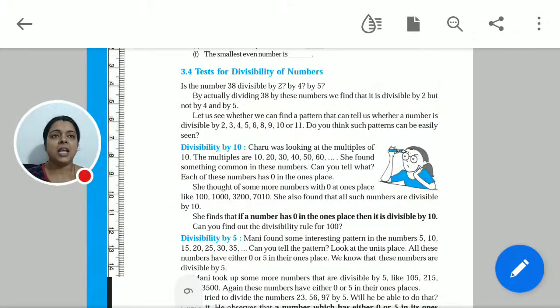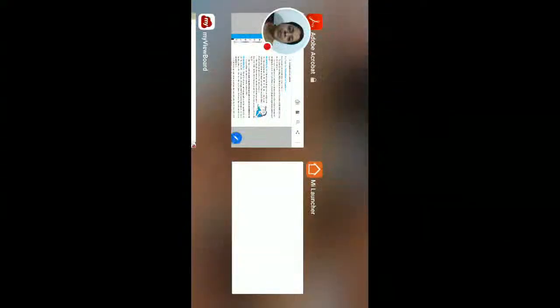We are going for divisibility by 10, so if you go for the table of 10, what do you find? It has 10, 20, 30, 40, 50, 60, 70 and onwards. We can go ahead of 100 also, since 10 tens are 100. So what is common here?